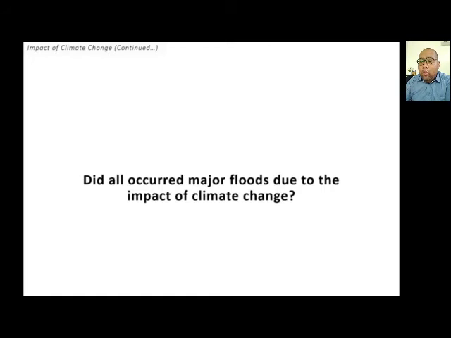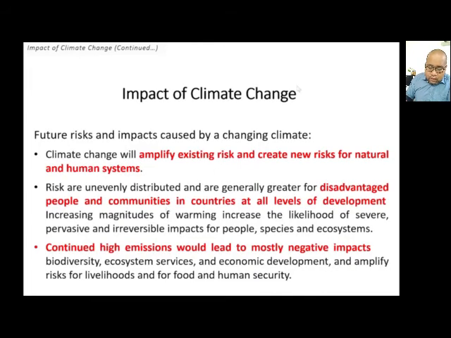Okay, benda dah berlaku, so kita tak boleh blame 100%. Okay, this thing is due to climate change. Banyaklah apa-apa berlaku, banjir kan. Mesti orang kata, ini adalah disebabkan ketentuan Allah. Okay, disebabkan perubahan iklim. Tak boleh kita kata macam tu. Okay, so a lot of factors contribute to the major flood. So why do we need to learn about climate change? Okay, as mentioned in the slide, future risks and impact caused by climate change actually amplify existing risks, and create new risks for natural and human systems.